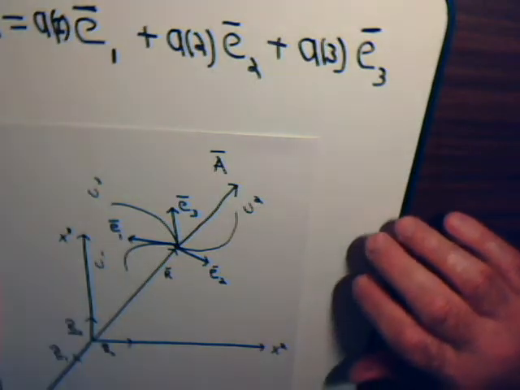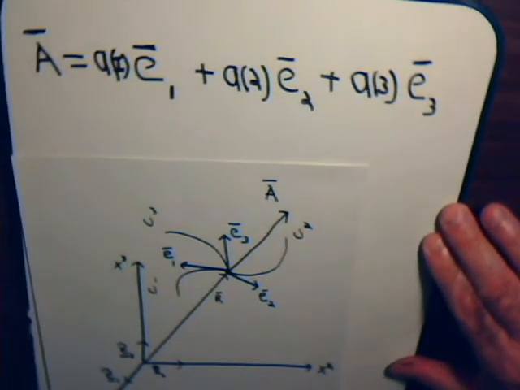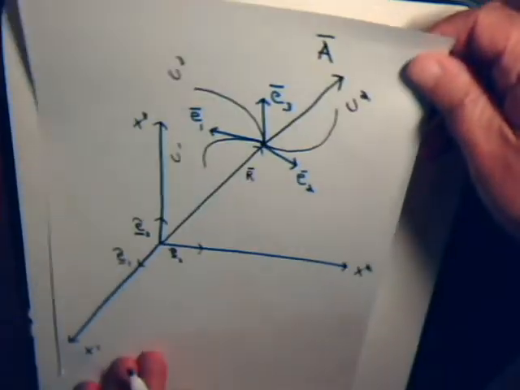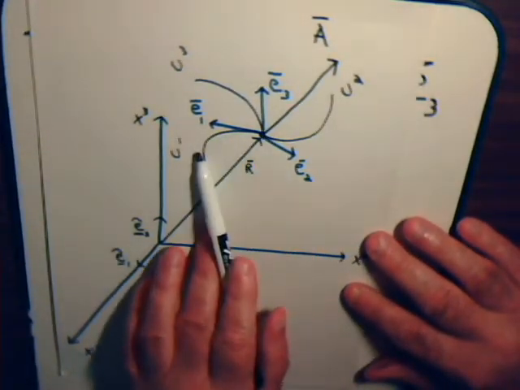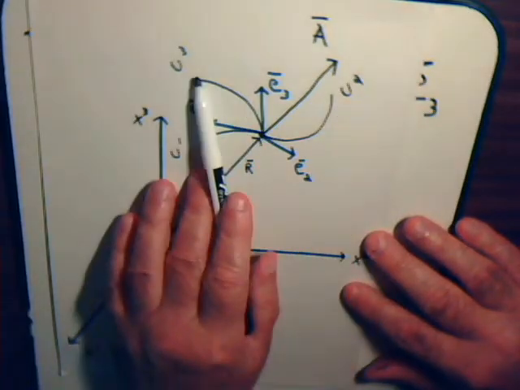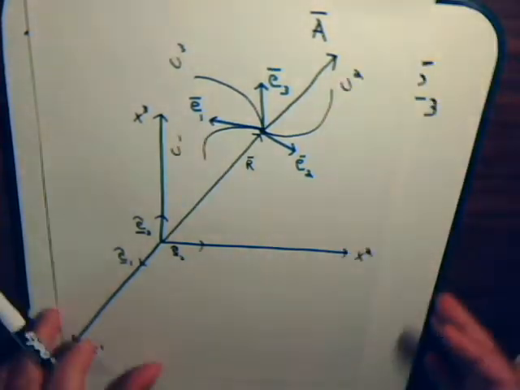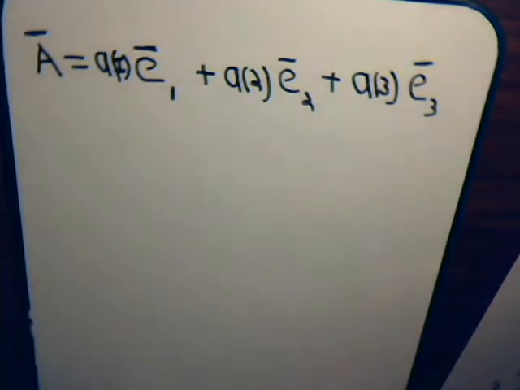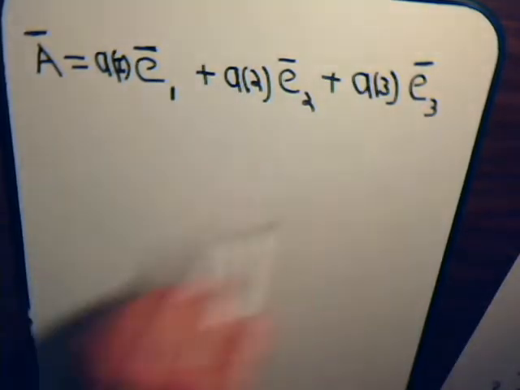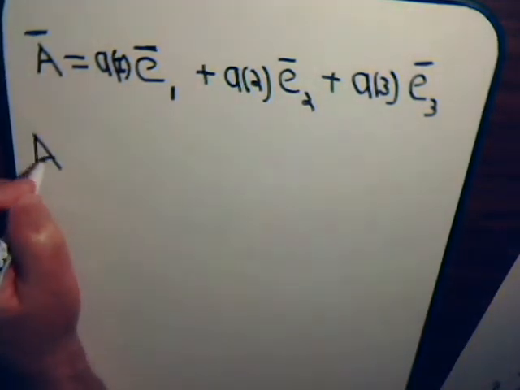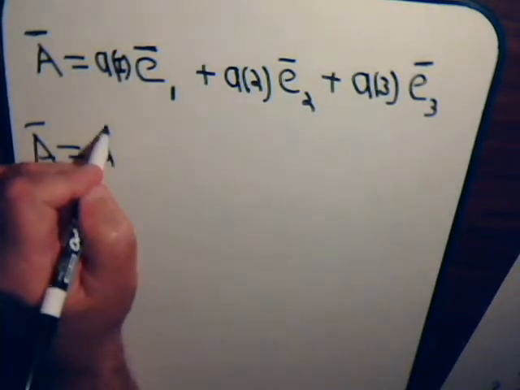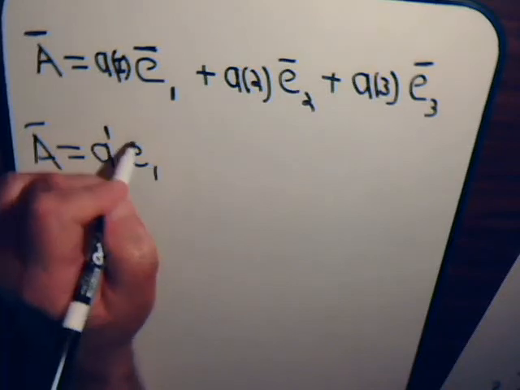So expressing vector A simply as its components along the U1, U2, and U3 axis, we could write it like this. But in fact, we don't write it like this. We write these as superscripts. We write it like this, and I'll explain why in just a minute. But the vector A is written like this.